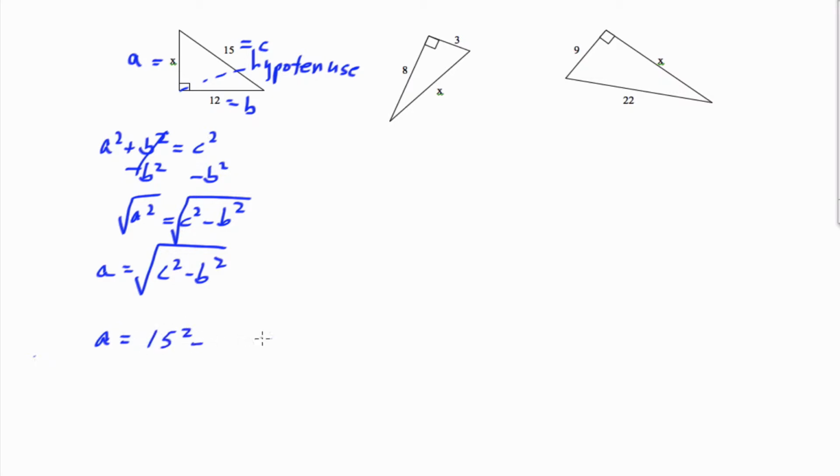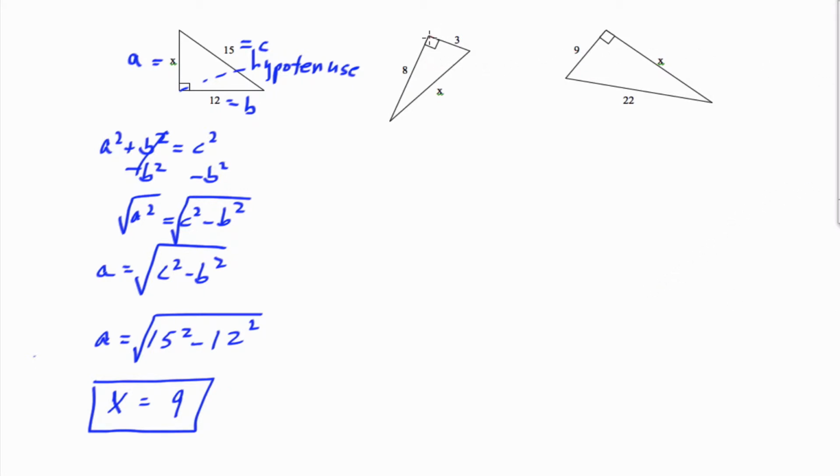That would be the square root of 15 squared minus 12 squared. When you put it in your calculator, remember I'm calling a x, so I've just switched it here, the square root of that is 9. So that's how you'd solve the first one. Let me get a different color. We'll do the second one.